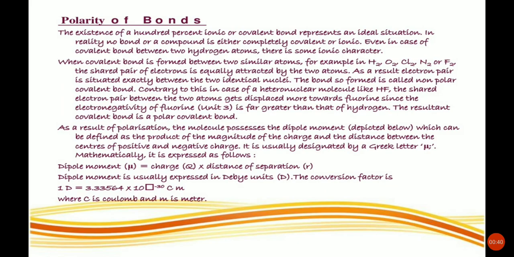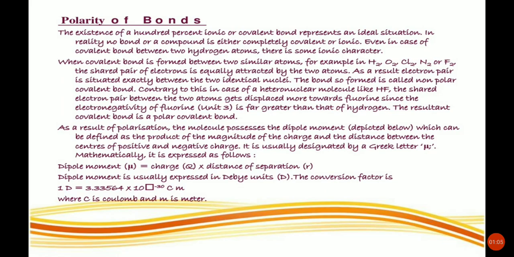Even in case of a covalent bond between two atoms, for example two hydrogen atoms, there is some ionic character in that. That means the 100% covalent bond, or covalent character and ionic character, is an ideal situation. It is not real. That is the point. So here we discuss the polarity.